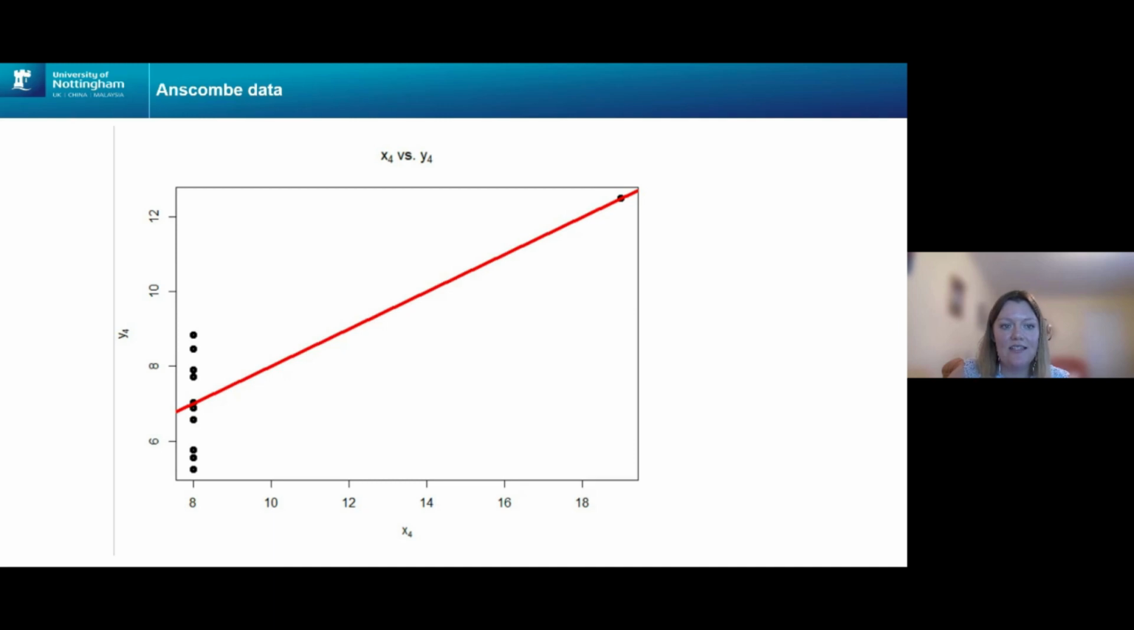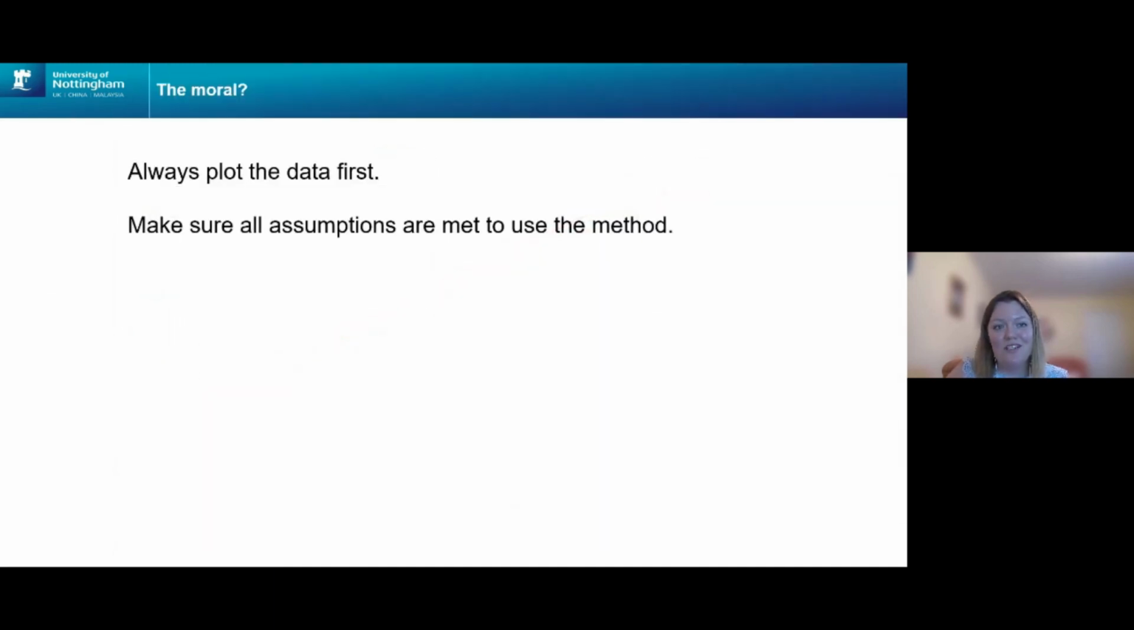So we can clearly see that the moral of this first part is that we should always plot the data first. Even though we can use any statistical method on some data, first make sure all the assumptions are met to use the method. For example, for the linear regression, we could only use that on X1, Y1 because that was the only one that was actually linear.